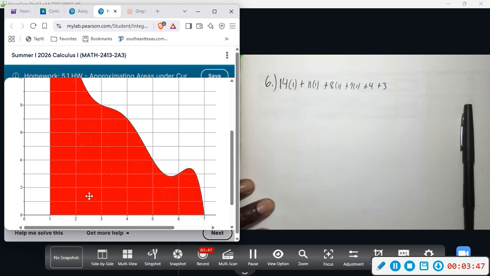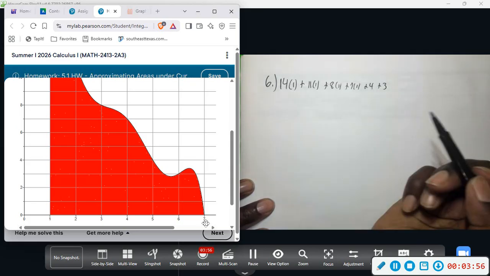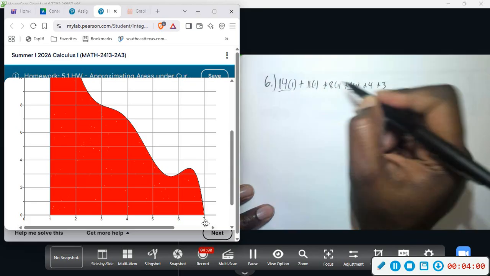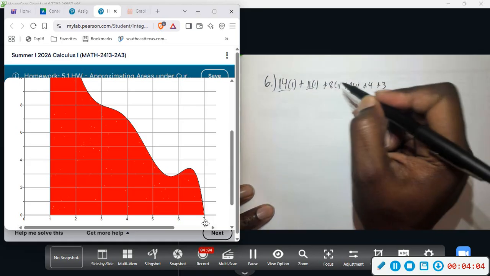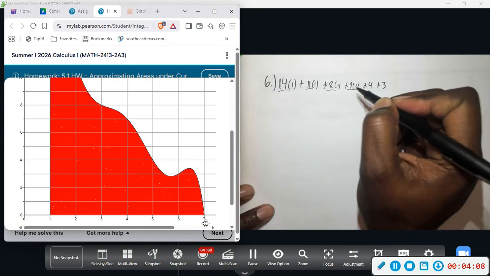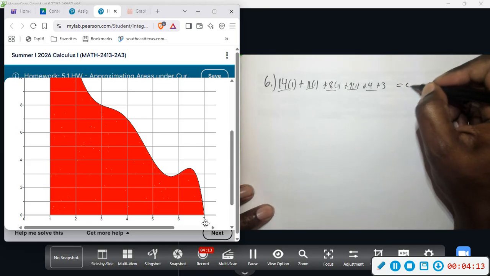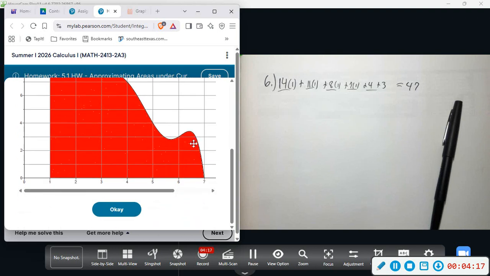So that's 1, 2, 3, 4, 5, 6, because this one goes over to the end. So I just check. You got 6 values? 6. Alrighty. So I'm going to do 7 and 14, giving me 21. 21 plus 11 gives me 32. Plus 8 gives us 40. And then 47. So we get 47 for the left Riemann sum estimate.